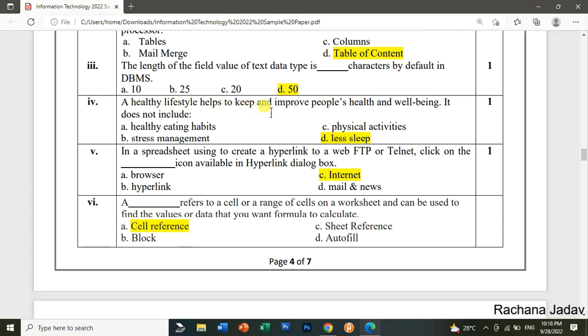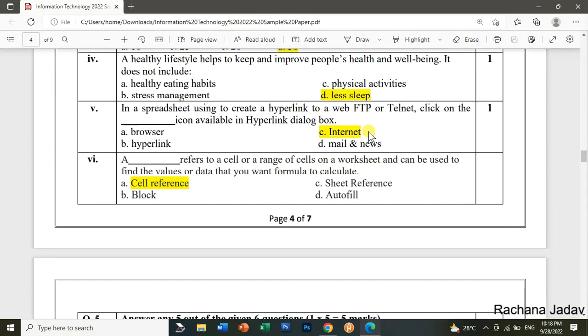A healthy lifestyle helps to keep and improve people's health and well-being. It does not include less sleep. यानी आप थोड़ा सा ही सोगे तो that is not good for your health.